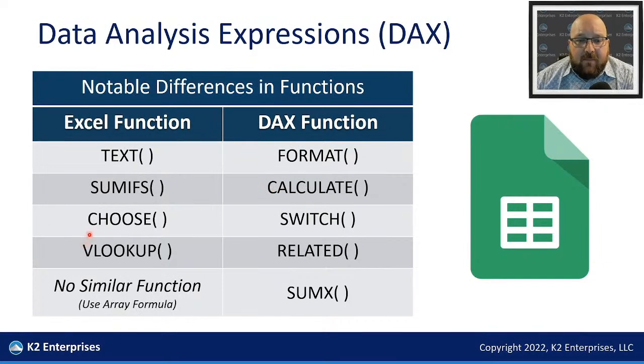Okay, for choose, where you wanted to switch between different items and basically do a little mini lookup, in DAX you would use switch. In Excel, if you wanted to look up something, you'd use VLOOKUP, XLOOKUP, HLOOKUP, index and match. Well, in DAX, you would use related. Okay, and then there's some stuff like SUMX where there's no equivalent, and vice versa.